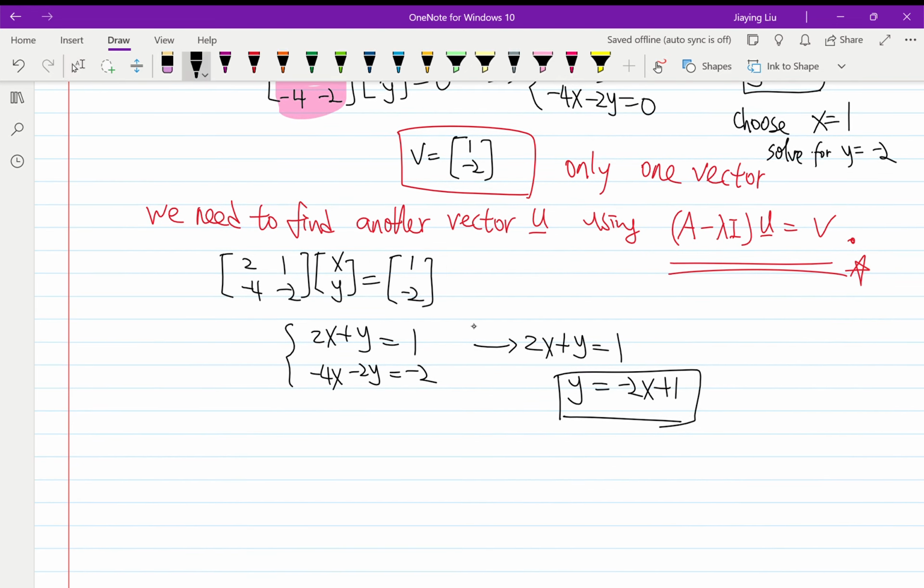So from here, we can choose a value for x and y. We just pick the simplest x value. In this case, you probably want to pick, well, 1 is simple, right? But 0 is actually a better one, so choose x equals 0. If we choose x equals 0, the y value is not going to be 0, it's going to be 1. That's perfect. So y will equal 1. And there we have a vector u, which is 0, 1.